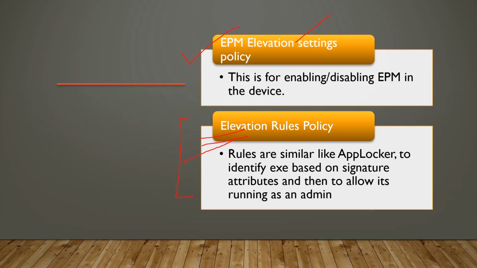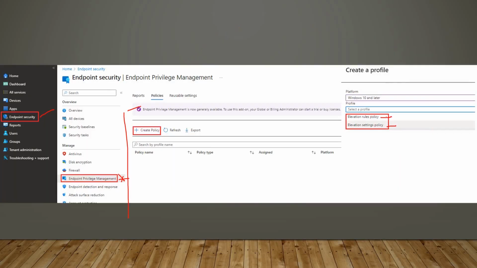It's equivalent to a firewall, right? Take an example of a firewall. Only after you have turned on the local firewall can you make rules in the firewall, right? Which port, which firewall rule inbound is allowed, which firewall rule outbound is allowed, and on which port, right? But for that, you will have to turn on the feature first, right? Similarly, turning on the EPM is something that is done by the elevation setting policy.